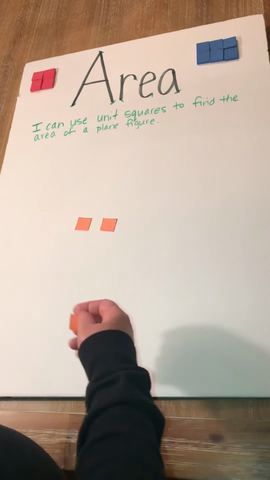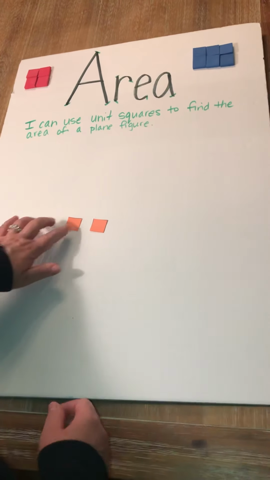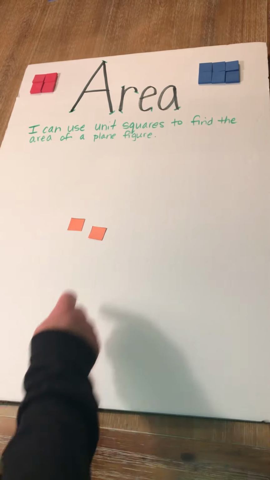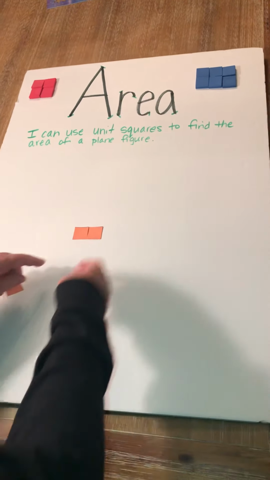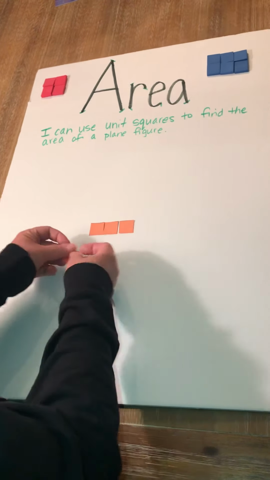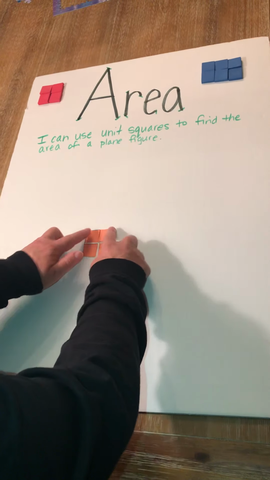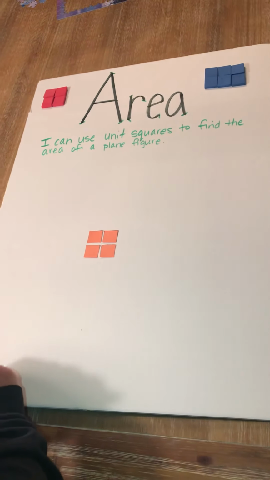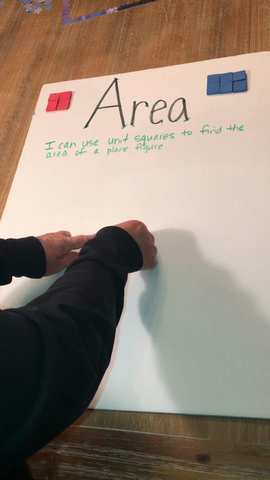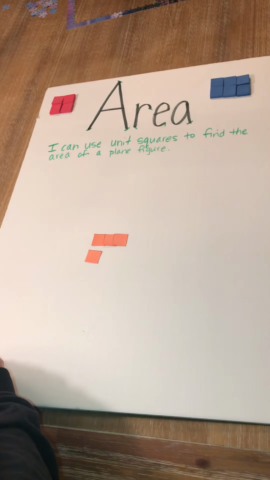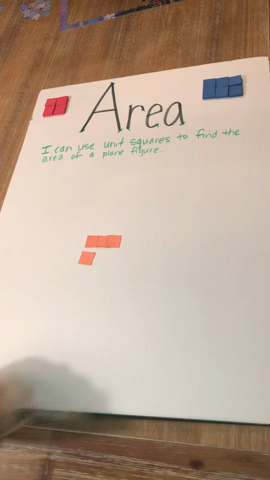But before we get started, there's a couple things that you'll need to know. When we're placing our unit squares, they have to be next to each other and touching. You can't have gaps in your shapes like this, and you can't have overlaps, so you can't put one on top of the other like that. So let's go ahead and get started.